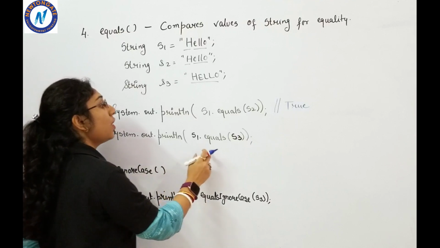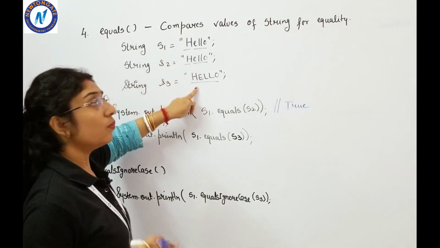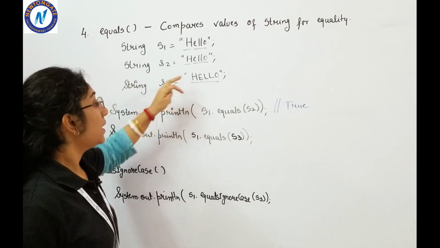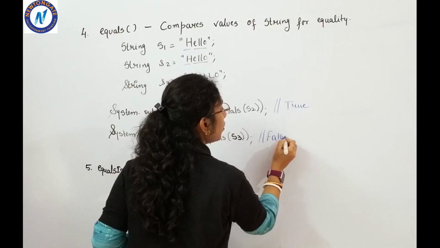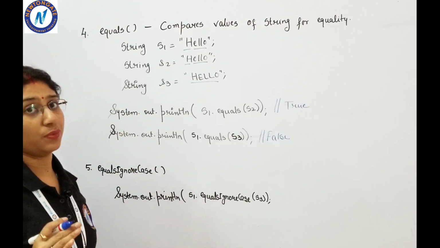Second, s1.equals(s3). Although both are hello and the characters are the same, the cases are different. That's why it will return false. I hope the concept of the equals function is clear to you.